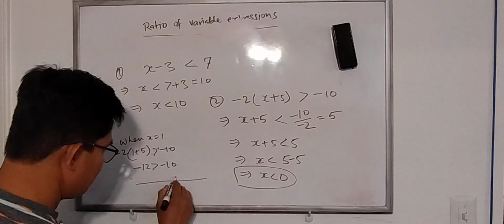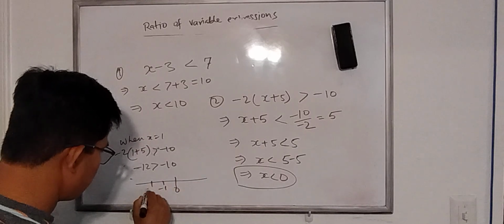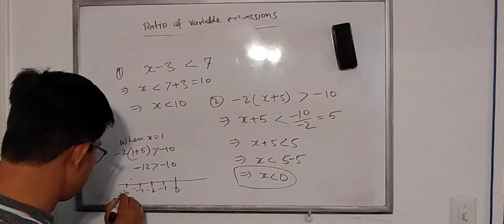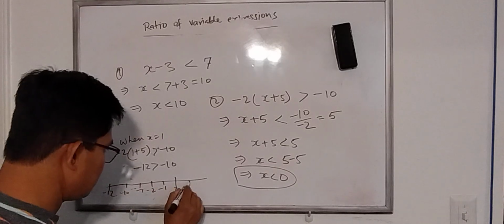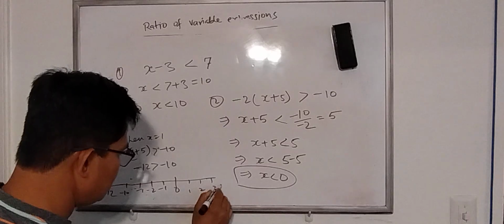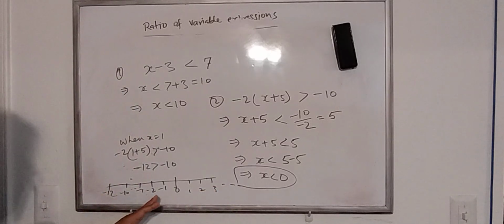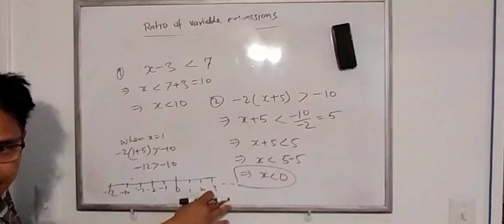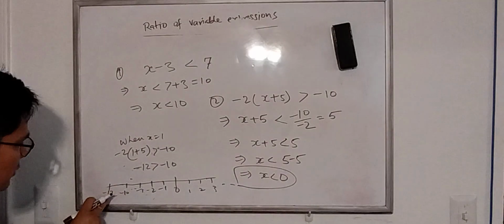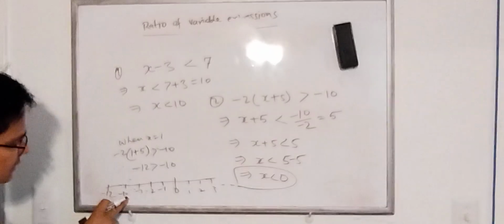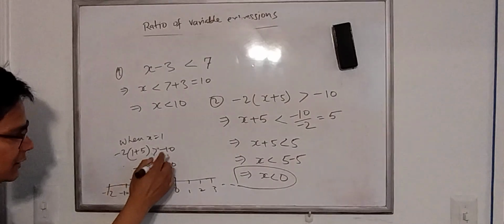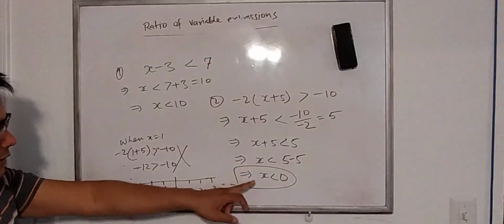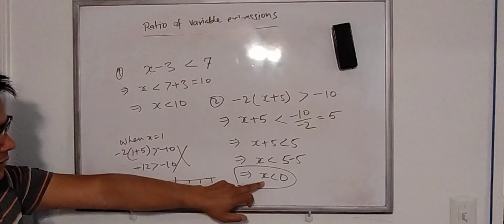This is 0, minus 1, minus 2, minus 3. Somewhere here minus 10 and here minus 12. And here 1, 2, 3. So what we learned? The numbers on the right hand side are bigger than the numbers on the left hand side. So minus 12 is on the left hand side and minus 10 is on the right hand side. So this is wrong. And hence the answer we got, x should be less than 0.